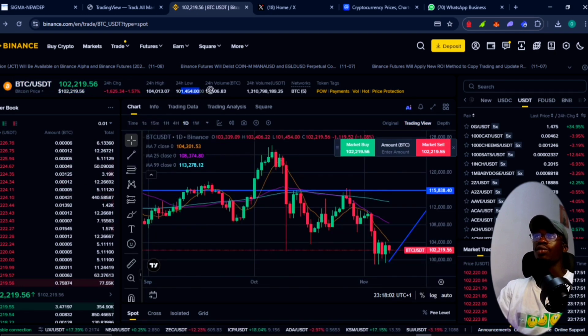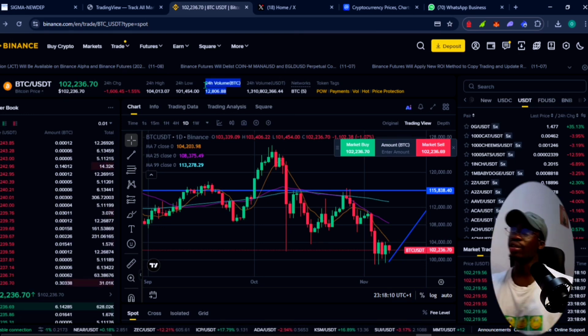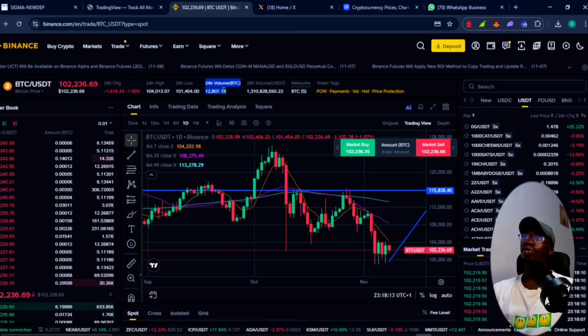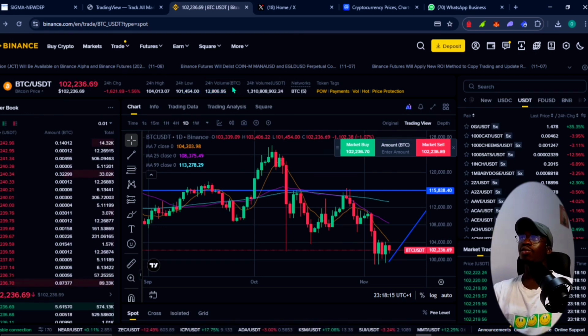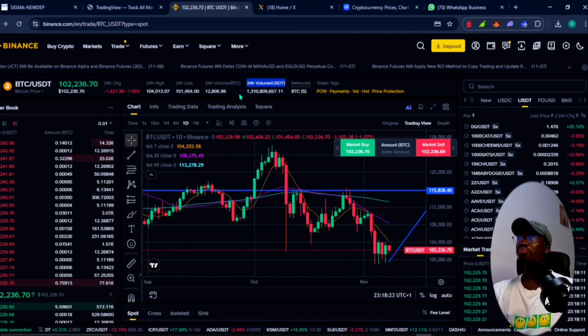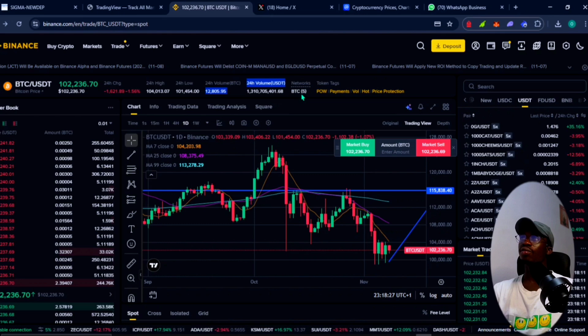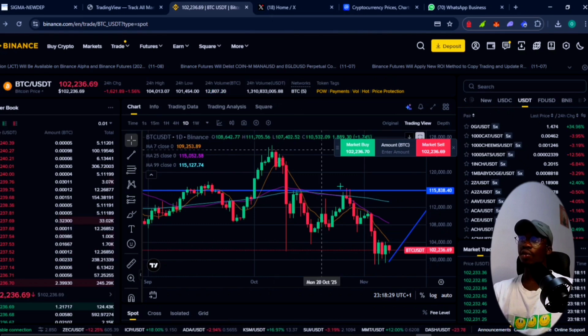You're going to have the volume of BTC that has been traded in the last 24 hours, the amount of BTC that has been traded in the last 24 hours. You have 12,000 plus. Also, you're going to have the amount traded in value, in US dollars, which is around 1.3 million. Or is this million? Yeah, billion US dollars that's been traded in the last 24 hours.